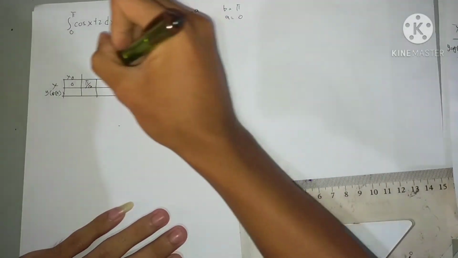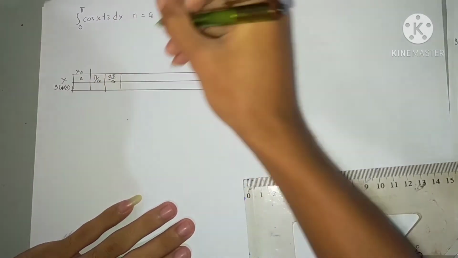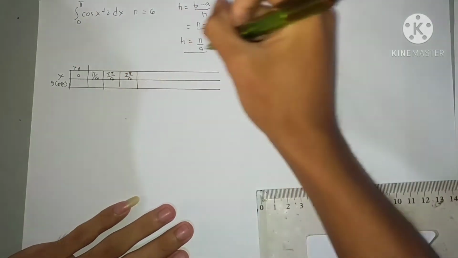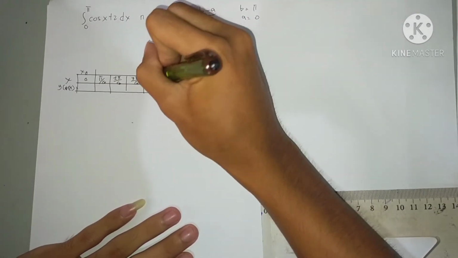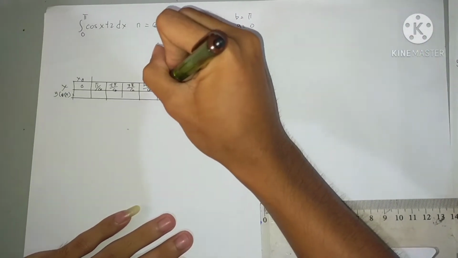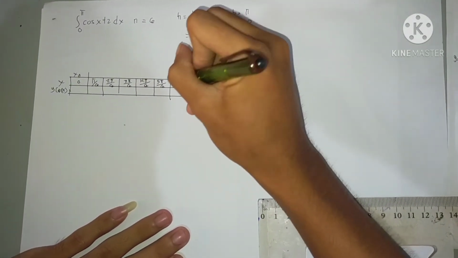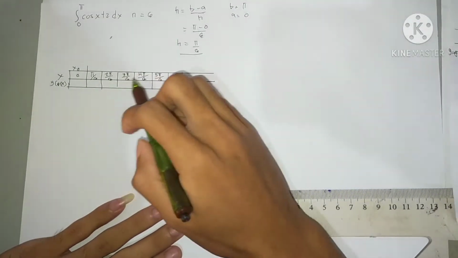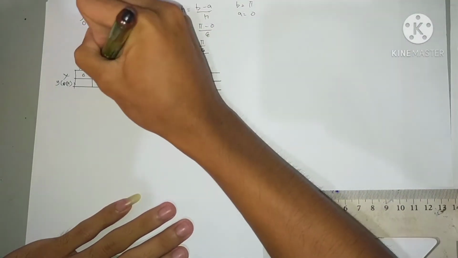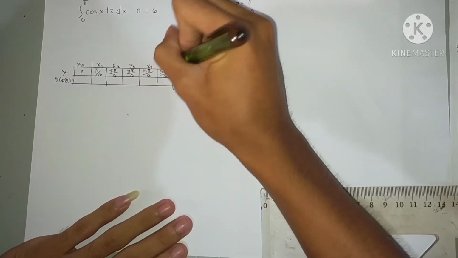Then next term is add again. We have 2 pi all over 6. Next term we have 3 pi over 6. And next 4 pi over 6. And the next we have 5 pi over 6. And the last is 6 pi over 6. We have 7 terms. Since our n is 6, this is x sub 1, x sub 2, x sub 3, x sub 4, x sub 5, x sub 6.